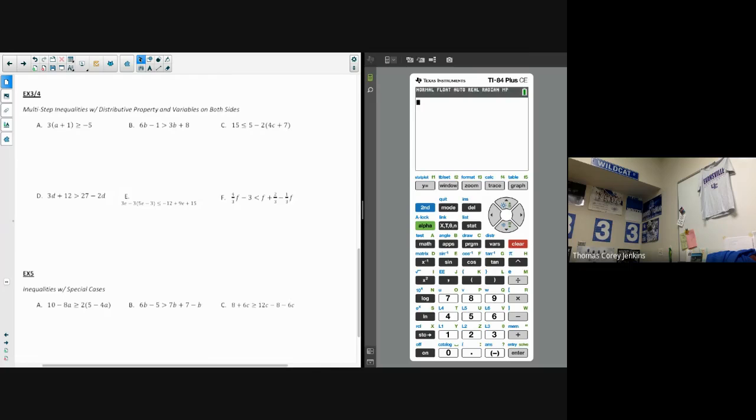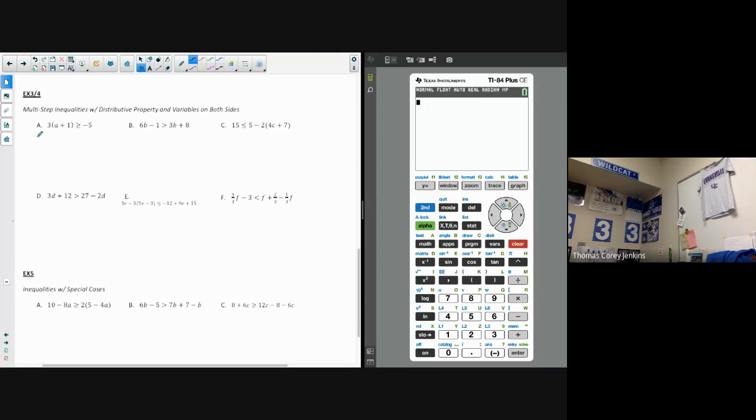So let's go ahead and finish with example 3/4, and then we'll do example 5 also, okay? They look the same, but they're a little bit different. Okay, so let's start with kind of an easy one, nothing different than what we did yesterday, just more steps. The first thing I would want to do is simplify the left side by distributing.